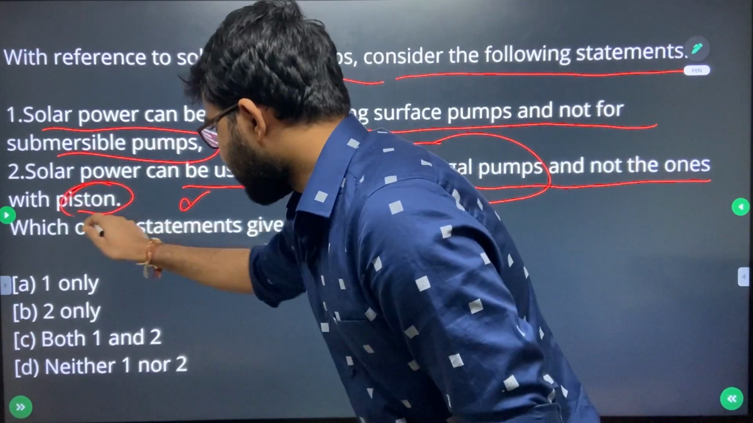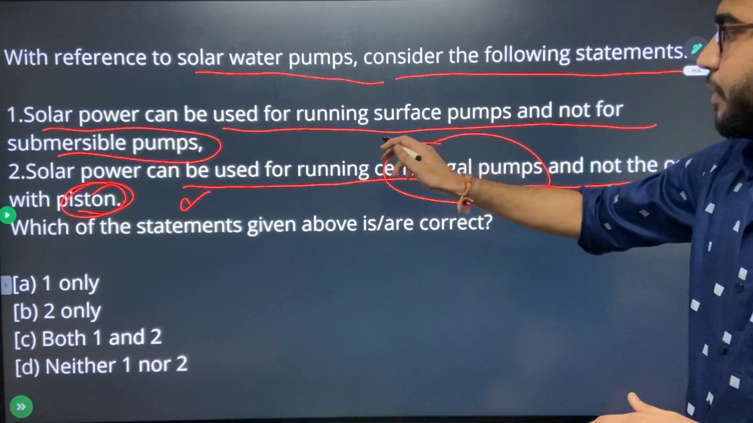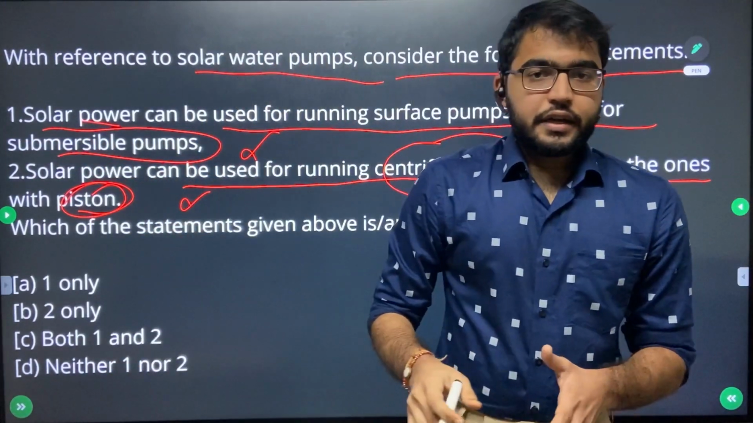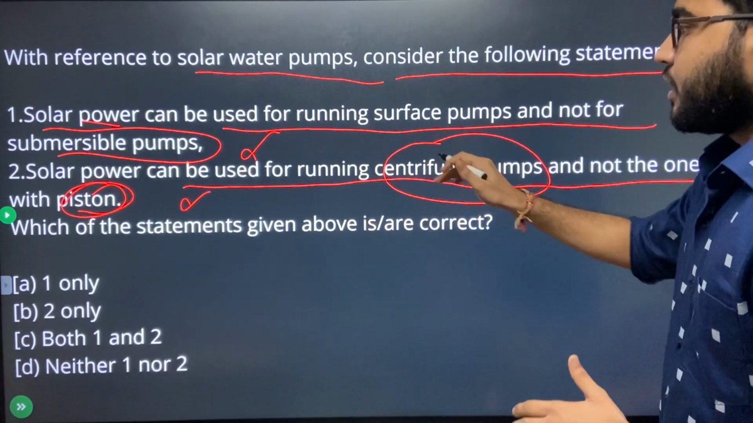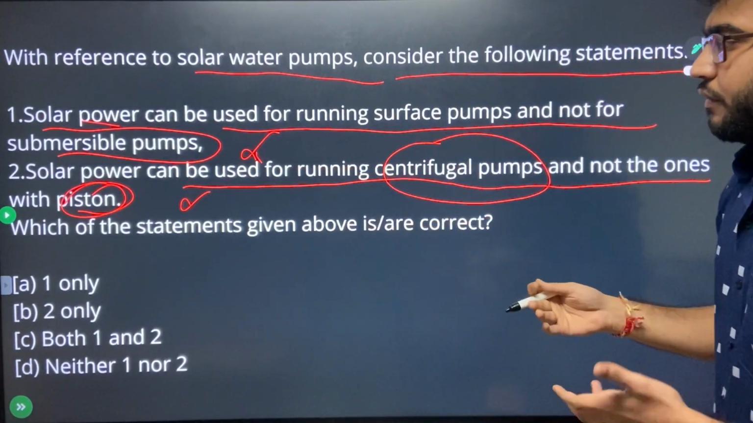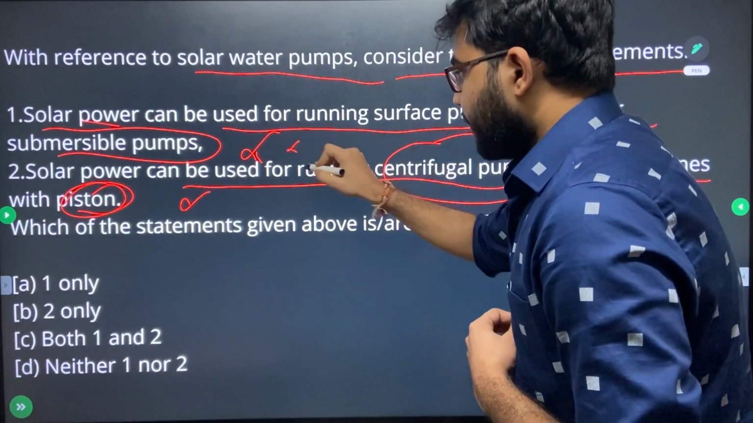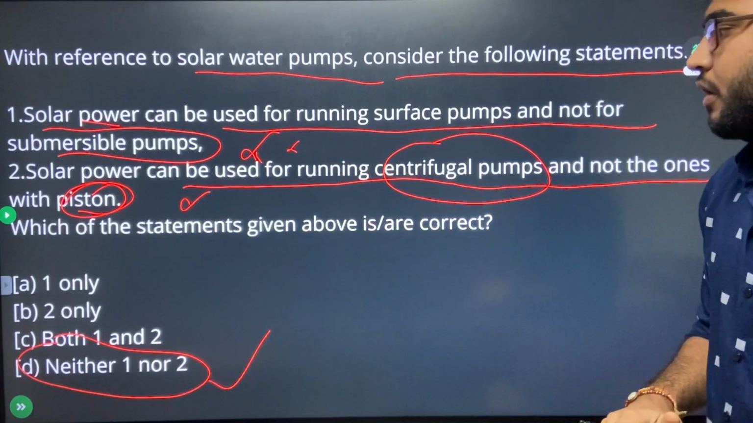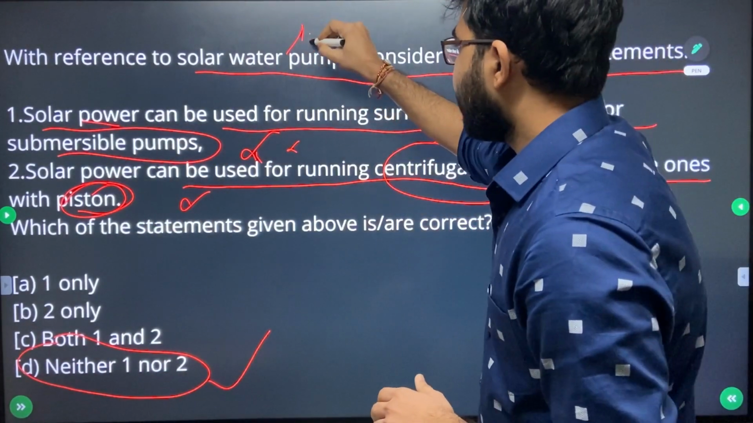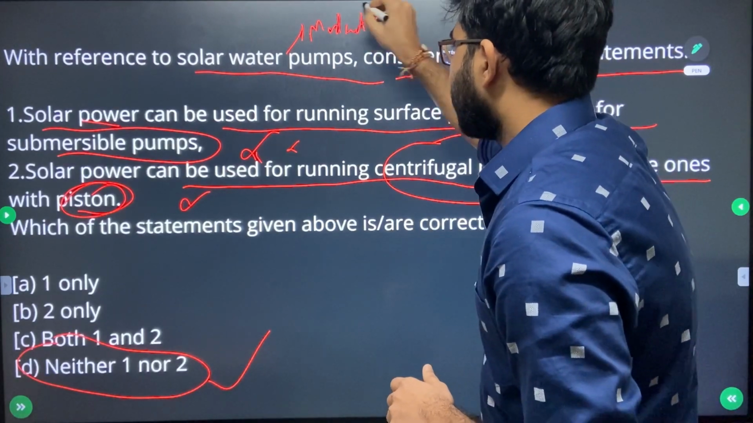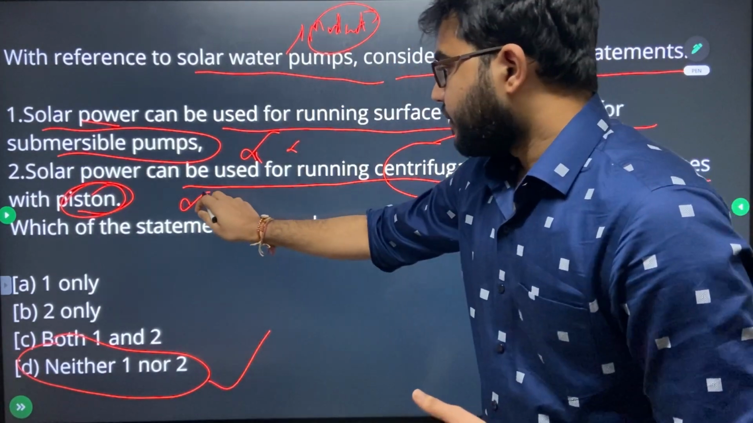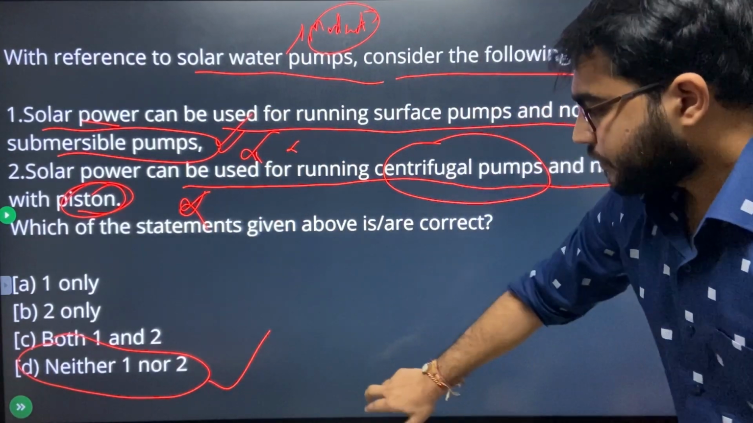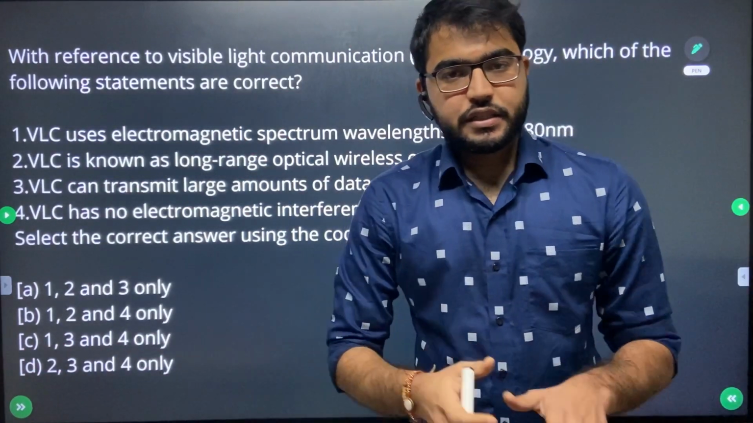It can be used with piston pumps as well, solar power. And statement 1 is also wrong. Solar power can be used for submersible pumps as well. So here UPSC is playing some tricks, and you have to identify where they are trying to trap you. So again, both statements are incorrect. D is the answer. I would say it's a moderate question. Here you might get confused. Again, you can eliminate this one, but this was a very confusing statement. But still, the answer is D. So the first 5 questions were very easy. This was a moderate question.